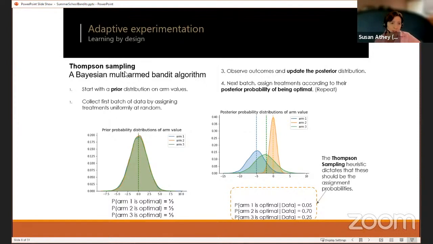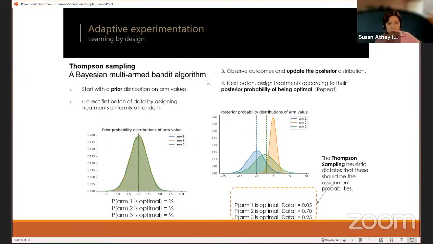So Thompson sampling is based on sort of a Bayesian approach to all of this. So what you do is you start out with a prior distribution on arm values, and you have to specify that as the analyst, although you usually pick a kind of a diffuse prior. Then you collect a first batch of data by assigning treatments uniformly at random. So this first picture on the left is showing an example of what the priors might look like, where your prior is that, equal priors that each arm is optimal and they all have the same prior mean.